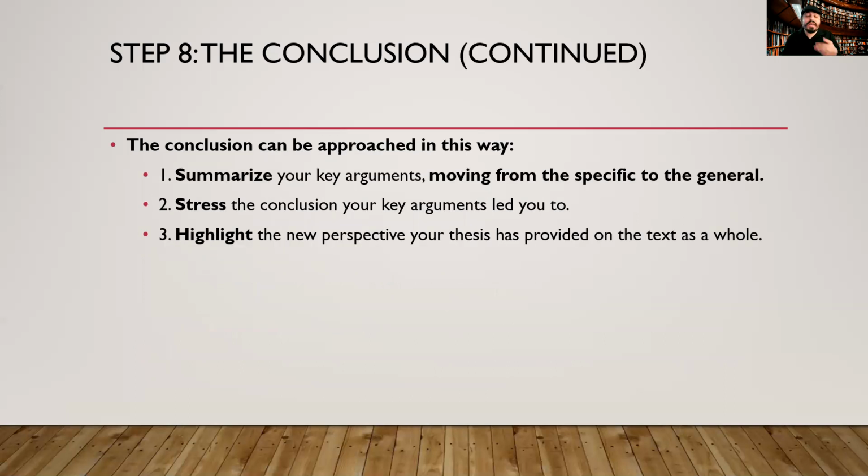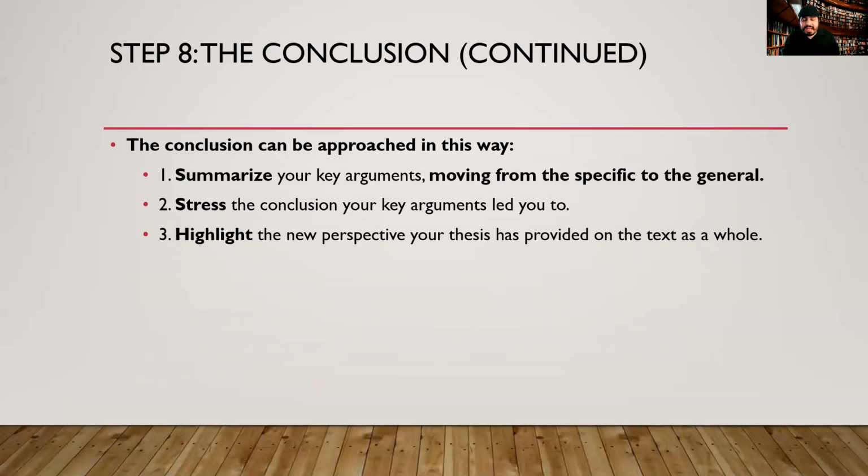And you might approach your conclusion in this way. You're going to summarize, synthesize your key arguments, moving from the specific to the general. That's one way to approach it. Like I said, 5-paragraph essay: the conclusion is a right side up pyramid, specific to the general.